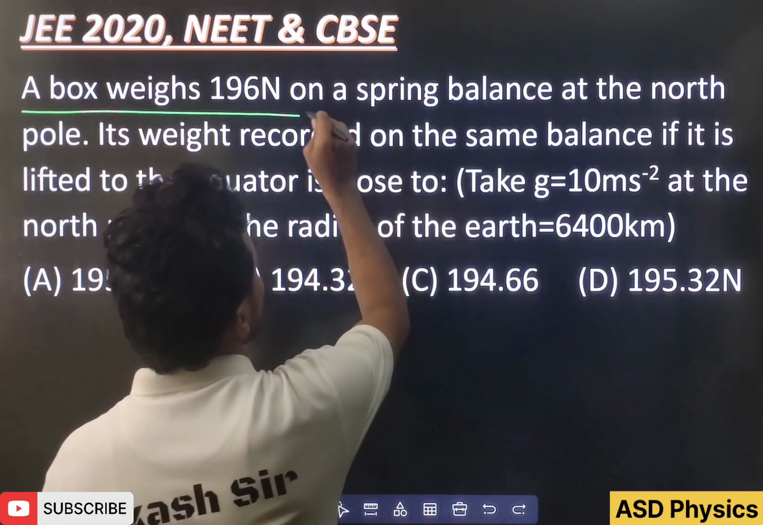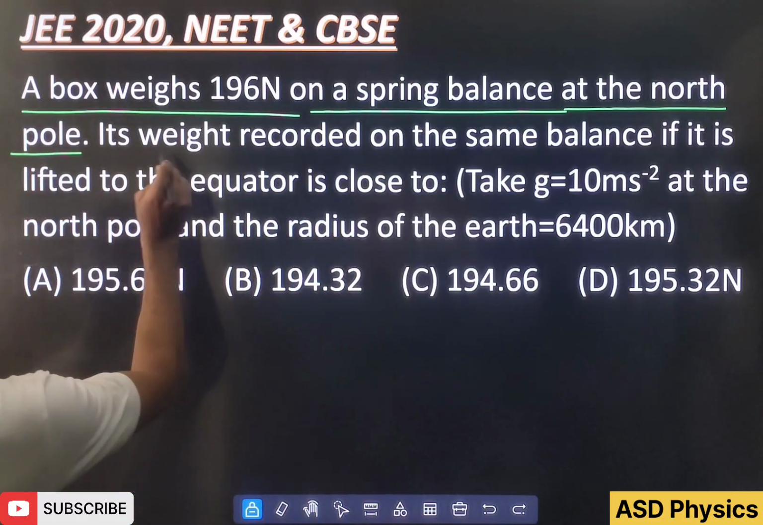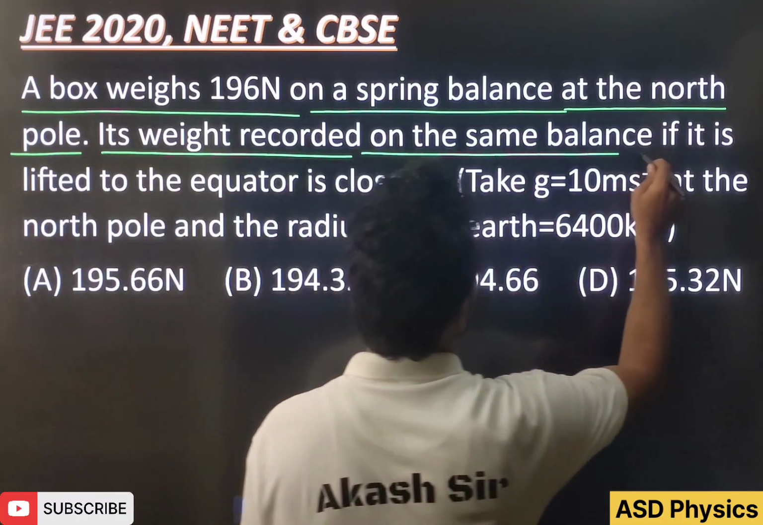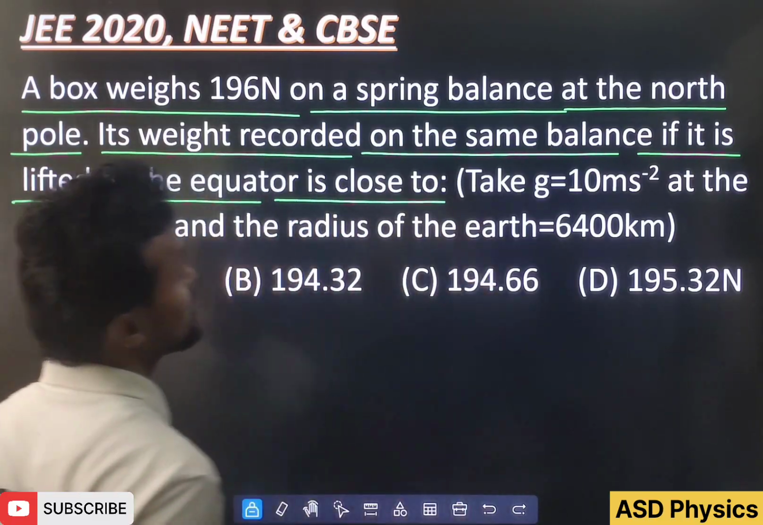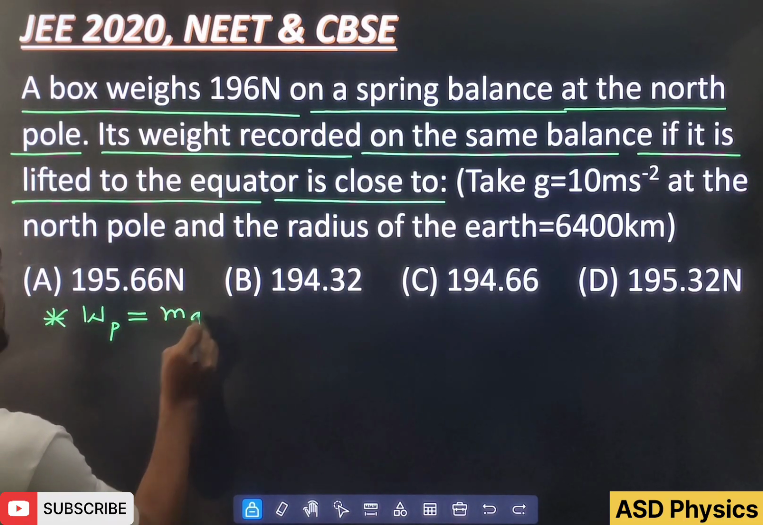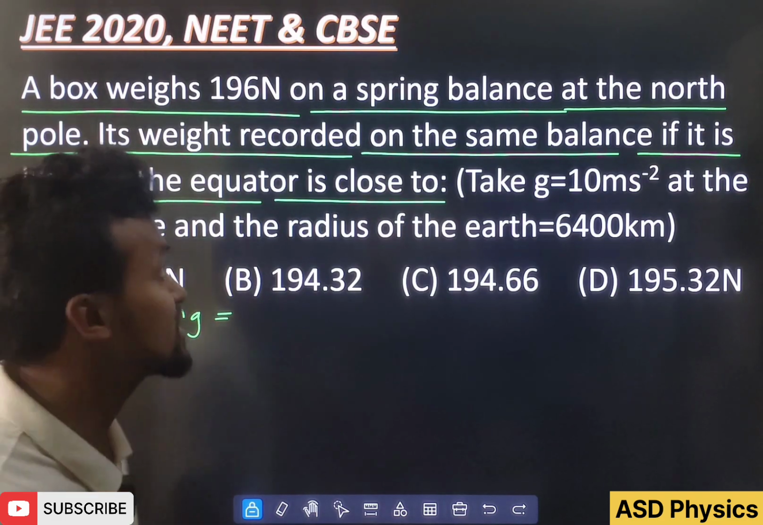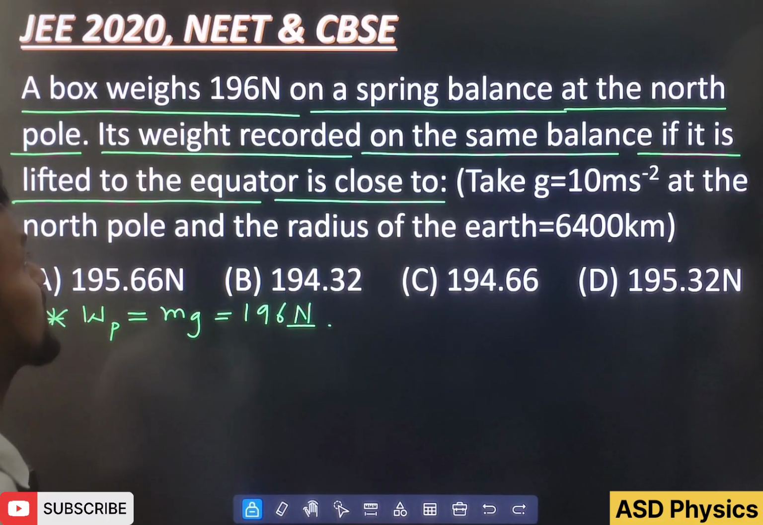A box weighs 196 Newton on a spring balance at the North Pole. Its weight recorded on the same balance if it is lifted to the equator is close to, and g is given as 10 meter per second square. At the pole, weight is mass into gravity, and the gravity value will not change, so 196 Newton is given. Now they are asking the weight of the same object on the equator.